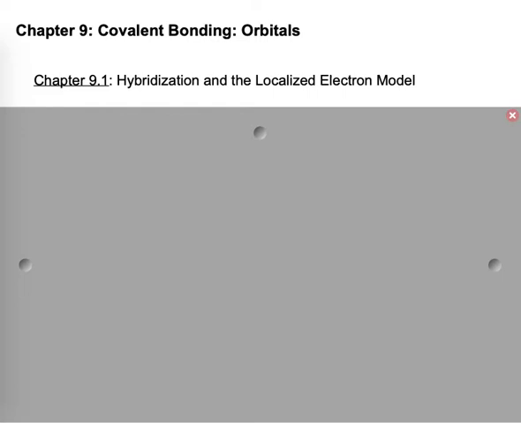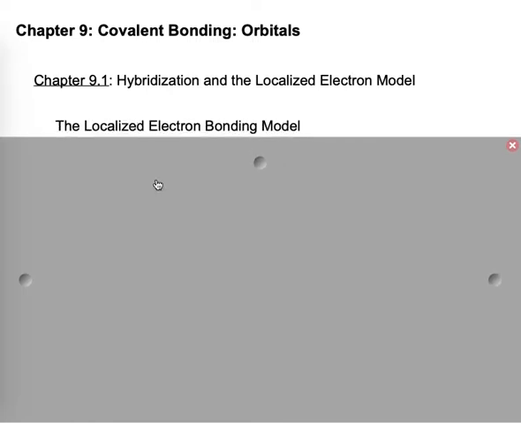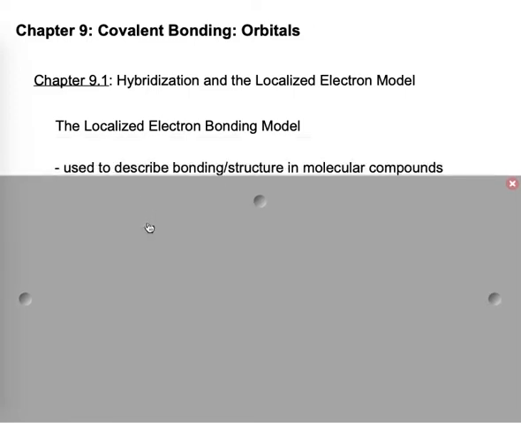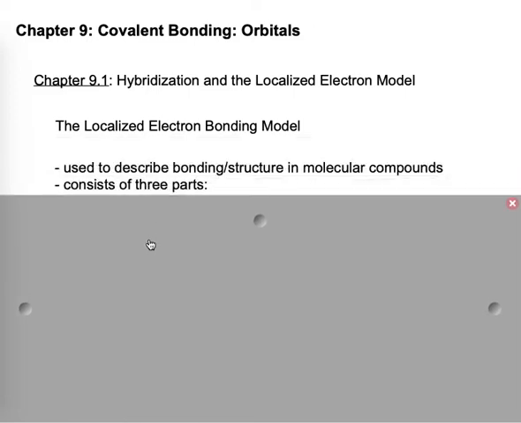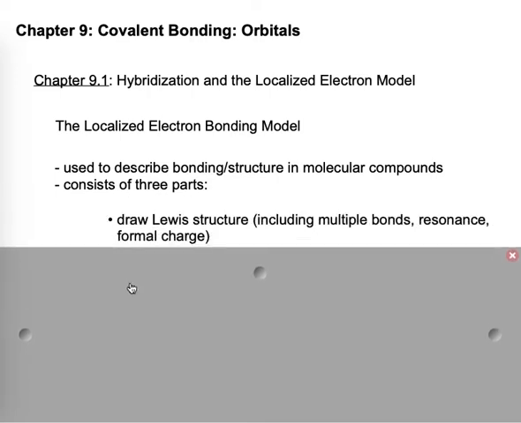With this video, we conclude our unit on chemical bonding by talking about hybridization and the localized electron model, which is based on chapter 9.1 in the textbook. The localized electron bonding model is used to describe bonding and structure in molecular compounds, and there are three parts, or steps. Part 1, draw the Lewis structure for the molecular compound, including multiple bonds if they have them, including resonance structures if it exhibits resonance, and assigning formal charges to evaluate non-equivalent resonance structures.